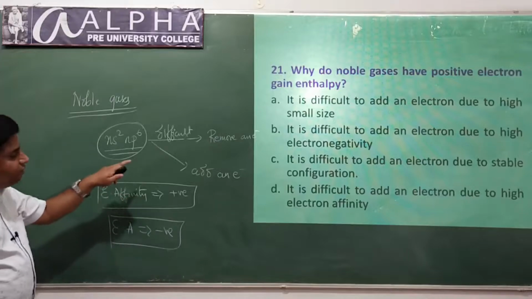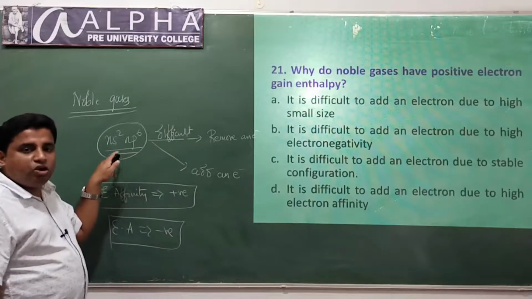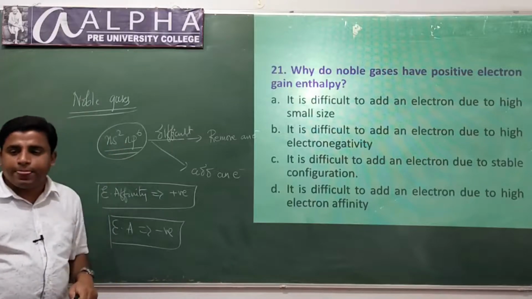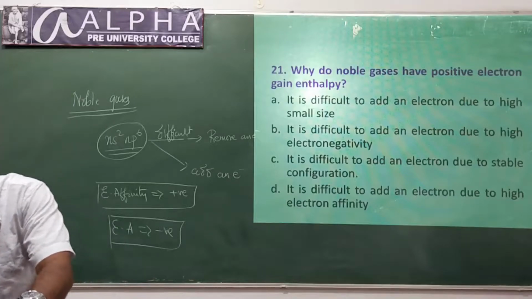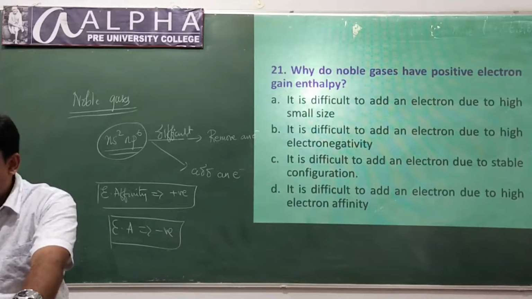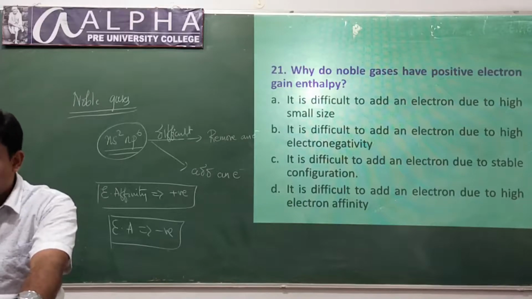Why is electron affinity positive? Because it is very difficult to add an electron to a stable configuration. Which is that stable configuration? It is ns2 np6, which is exhibited by noble gases. Now read out the question. Why do noble gases have positive electron gain enthalpy? Is it difficult to add an electron due to small size, or due to high electronegativity? It is difficult to add an electron due to stable configuration. Or due to high electron affinity. What's the correct answer? Yes, it is option C.